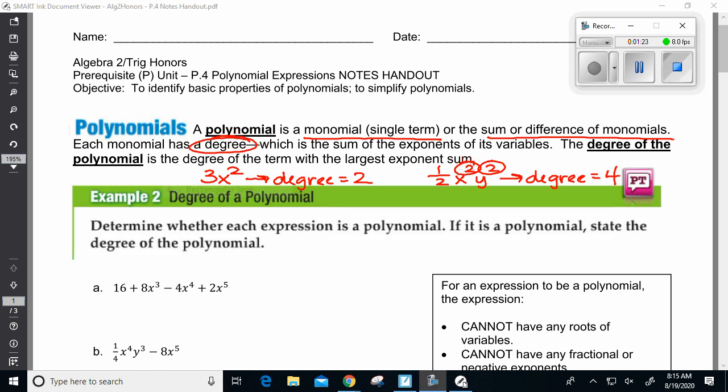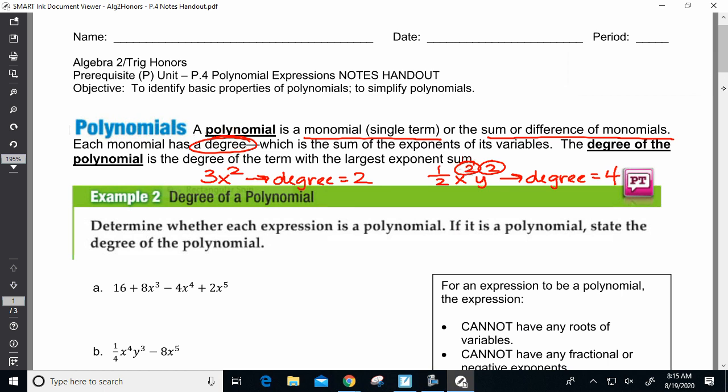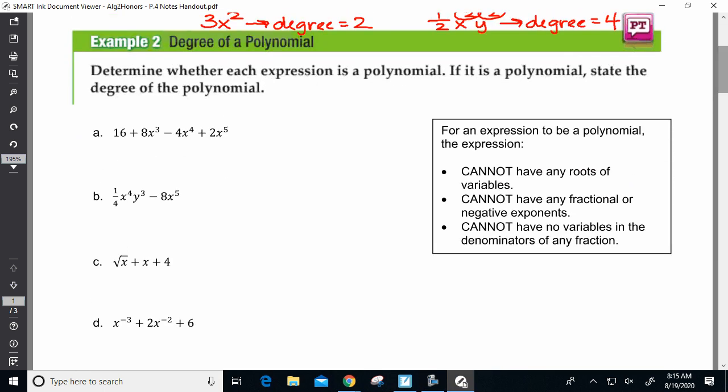Now, in terms of determining whether something is a polynomial, in order for something to be a polynomial, it has to fit 3 criteria. 1, it cannot have any roots of variables. So the square root of x disqualifies it. If you have the square root of x, it's automatically disqualified.